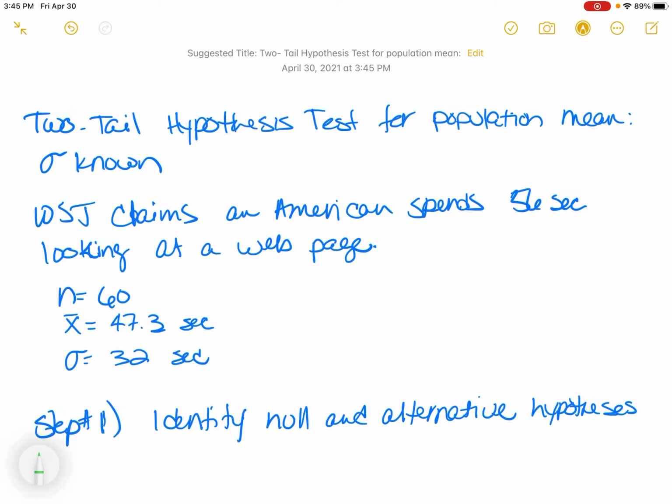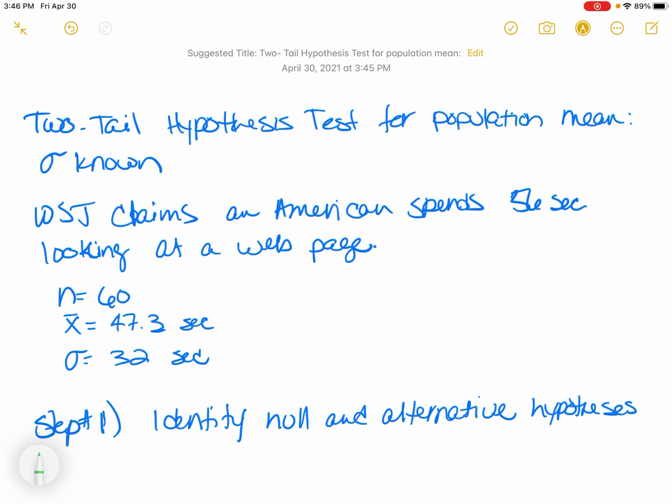All right, in this video, we're going to talk about two-tail hypothesis tests for populations for the mean when the standard deviation is known. So this is also an example that's taken out of your book. And for this example, the book is telling us that the Wall Street Journal has an article claiming that the average American spends 36 seconds looking at a web page.